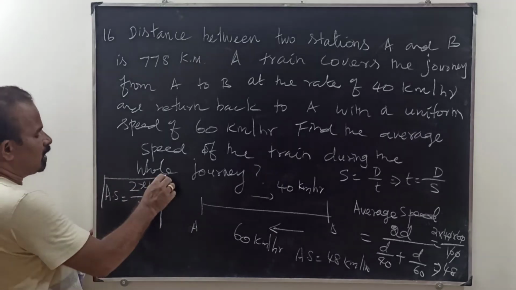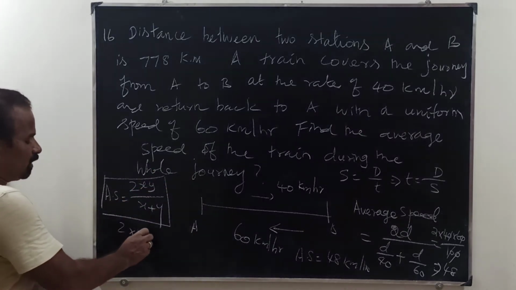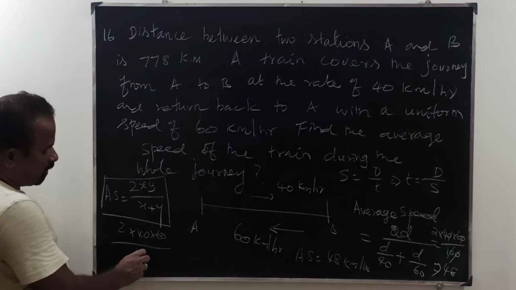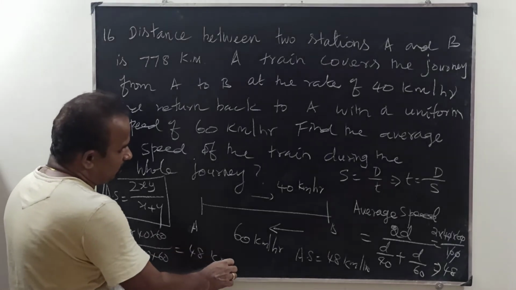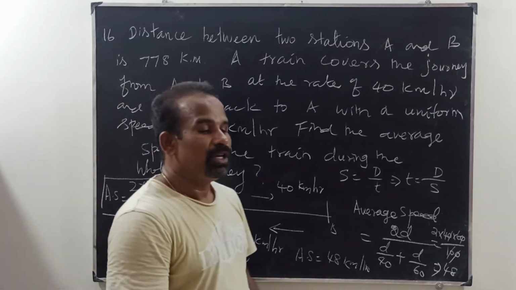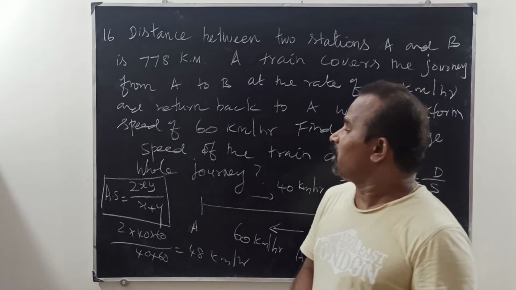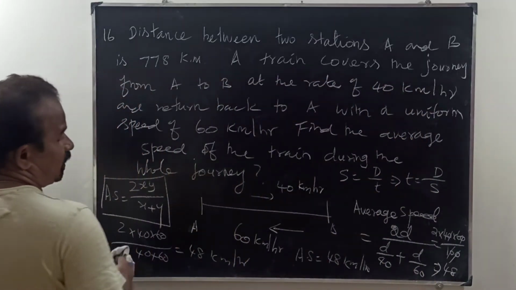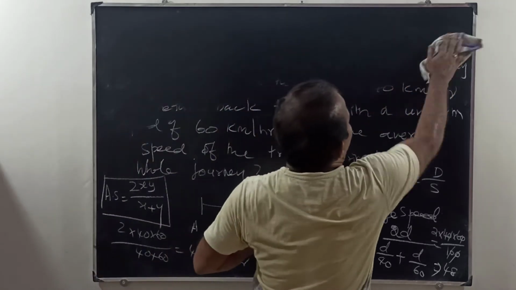This is the formula. Straight away you can apply 2 into 40 into 60 divided by 40 plus 60, you will be getting 48 km per hour. So you have to be very careful when finding the average speed. You should use the harmonic mean only, not arithmetic mean.